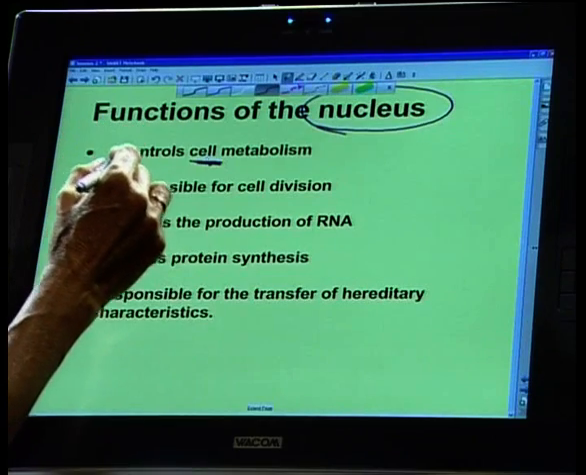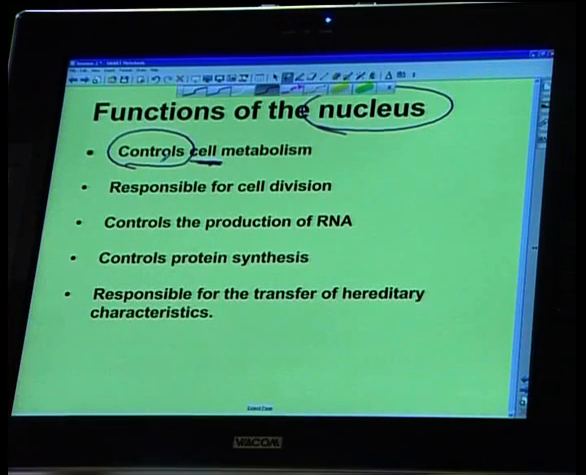In order to have a fast metabolism, each little cell has to do its job. And remember, cells make up tissues. Lots of tissues make up organs. Lots of organs make up a system. And all the systems in our body make us the organism. So it controls cell metabolism.